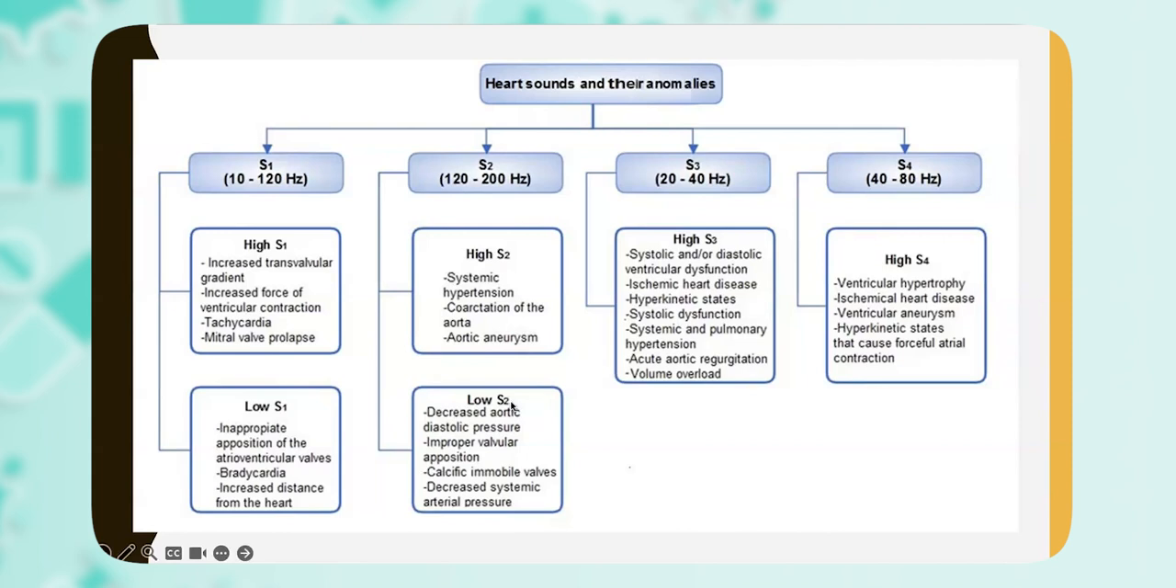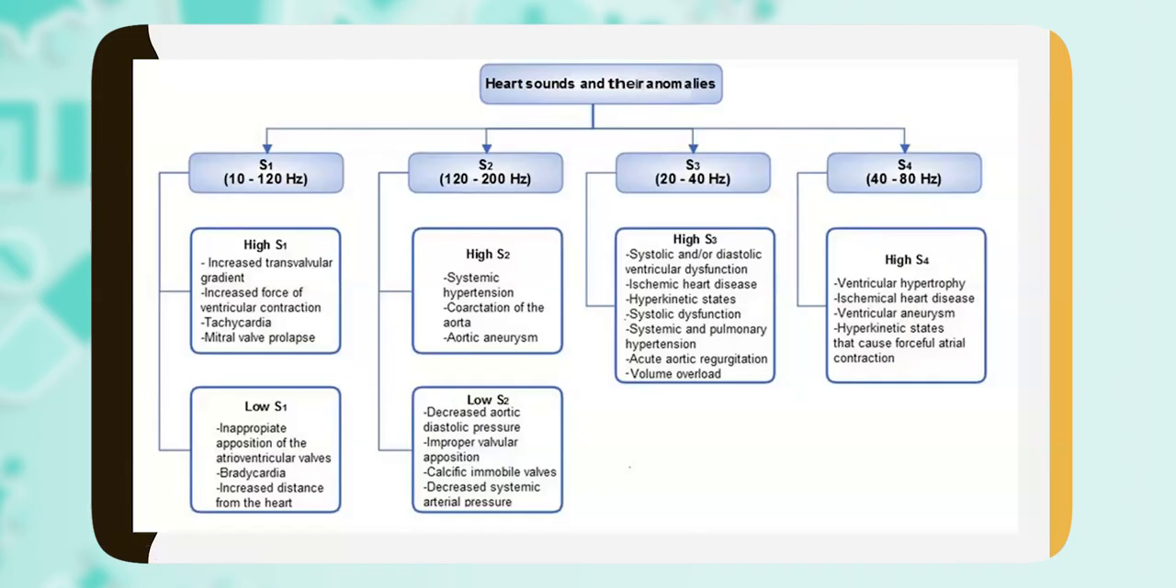Soft S2 is caused by decreased aortic diastolic pressure, improper valvular apposition, again in AR, calcified immobile valves, and decreased systemic arterial pressure. Loud S2, again, I told you, if the transvalvular gradients are high, which will happen in systemic hypertension, there will be loud S2. In coarctation of aorta, same, because the proximal part of the ascending aorta will have higher pressure, as in cases of aortic aneurysm.